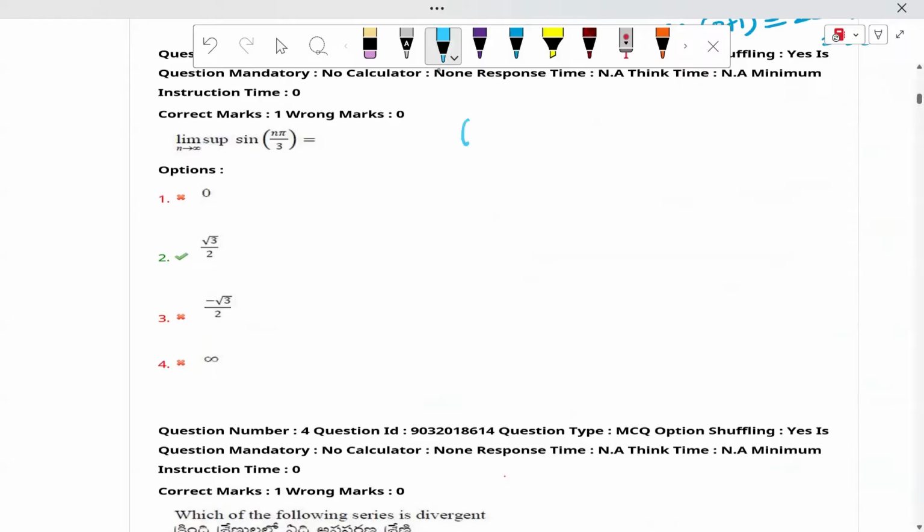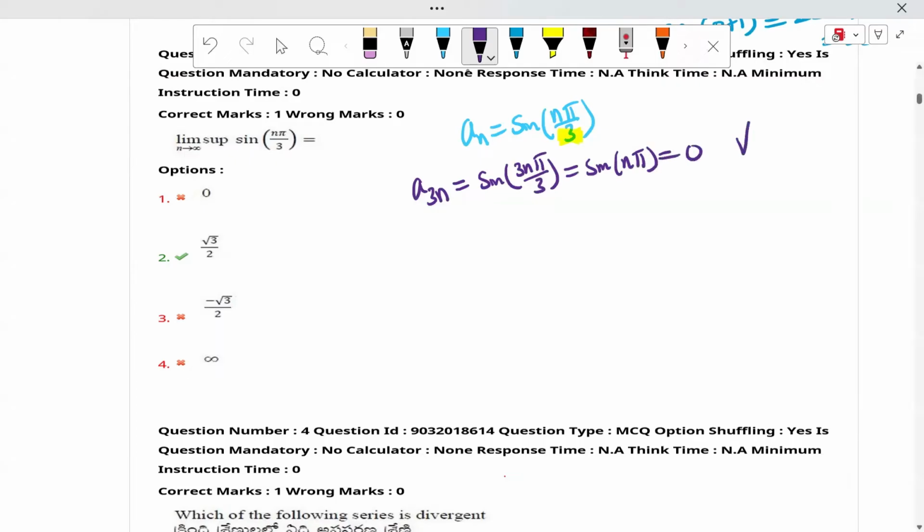Here a_n is equal to sin of n5/3. Here there is 3 in the denominator. So do a_3n: a_3n is equal to sin of 3n5/3. The 3 cancels, giving sin n5. We know that sin n5 value is 0 for all n belonging to the natural numbers. We know that very well.